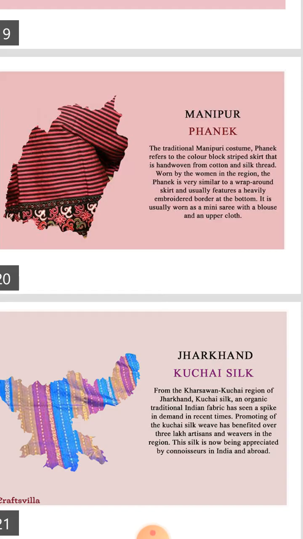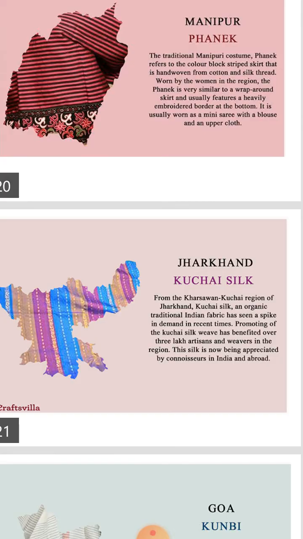Manipur has Fanek, the traditional Manipuri costume. Fanek is a hand-woven cotton and silk thread garment worn by women in the region, and the fanek is very similar to a wrap-around skirt.